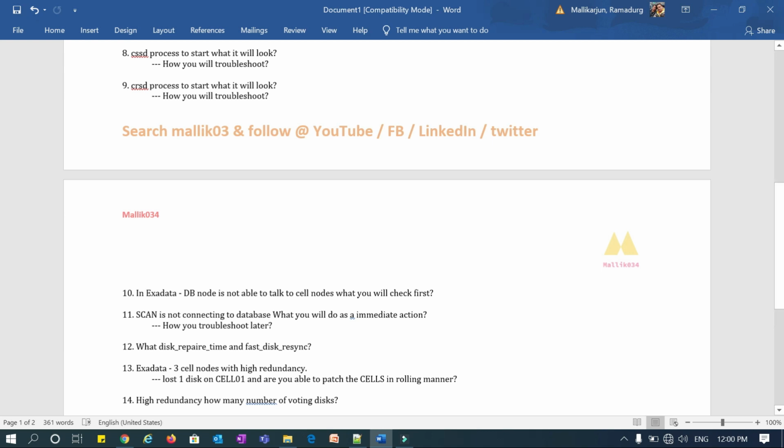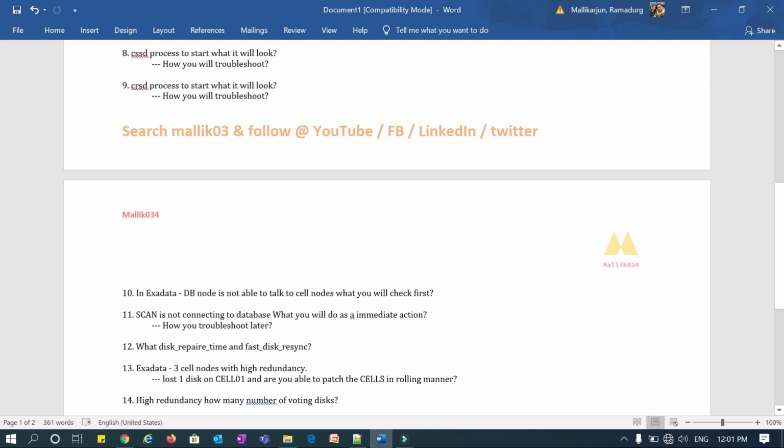So this is one of the important questions again. In ASM, we always come across the disk repair time and fast disk resync. What does that mean? Fast disk resync is one of the brilliant features. And I have an Exadata with 3 nodes with high redundancy. I have lost one disk in cell 1.